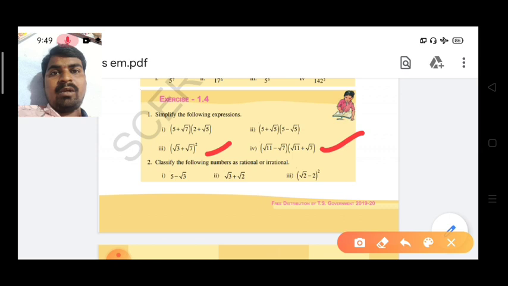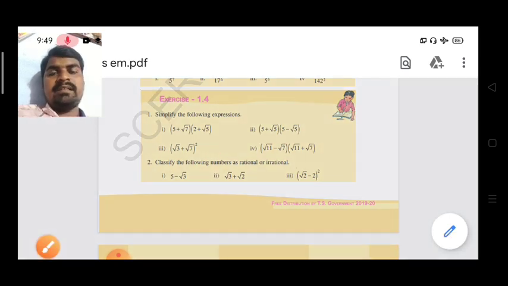There are 2 diagrams, and 4 problems here. So today you have to complete it, finish it and send it to us. Then only you will get the attendance.